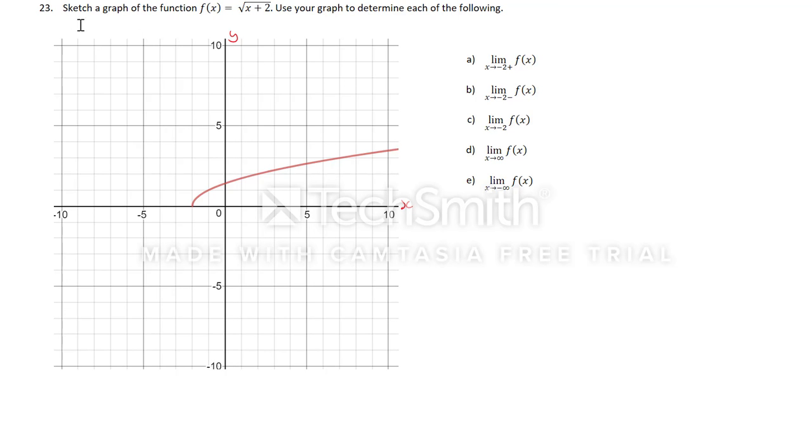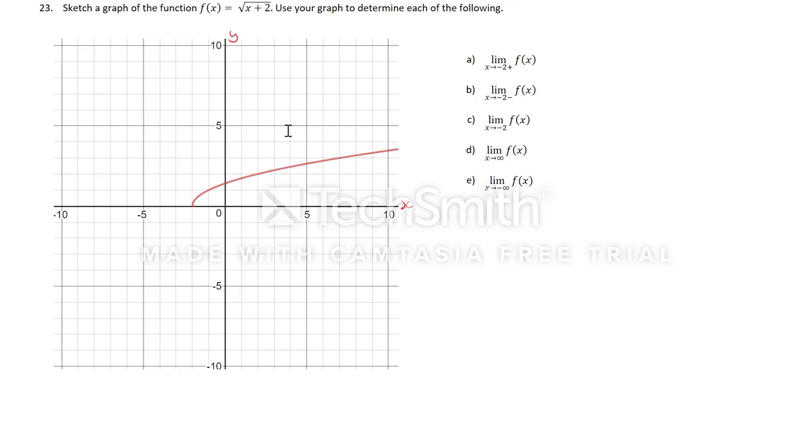Good morning, everybody, and today we're going to be looking at number 23 from the problem set in lesson 1.3. So the question states, sketch a graph of the function f(x) = √(x + 2). Use your graph to determine each of the following.